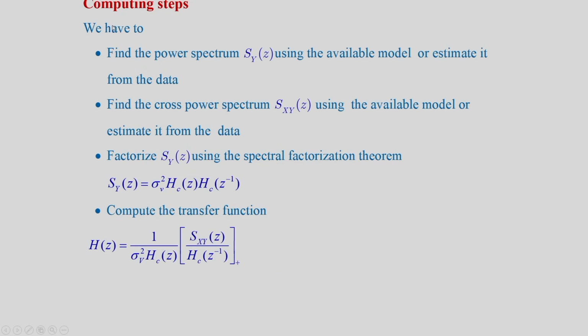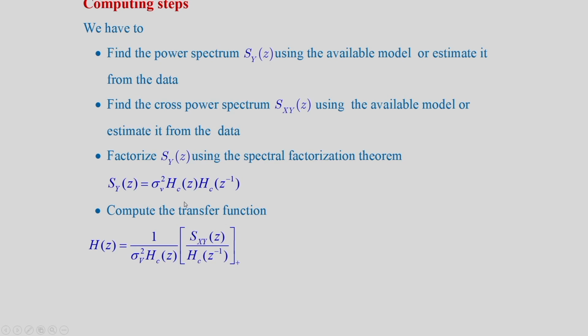Let us see the computing steps. We have to find the power spectral density Sy(z) using the available model or estimate it from the data. We have to find the cross power spectrum Sxy(z) using the available model or estimate it from the data. Then we have to factorize Sy(z) using the spectral factorization theorem. Sy(z) is equal to sigma v square into Hc(z) into Hc(z inverse).